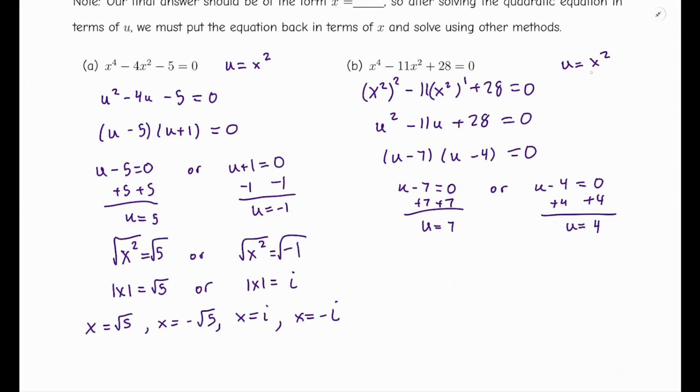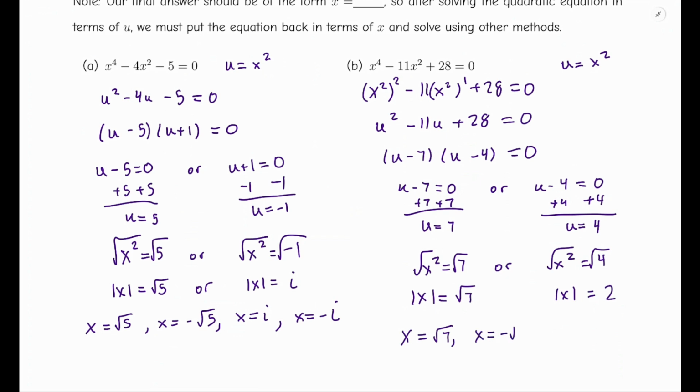Now we have to put our x variable back in, so this means x squared equals 7, or x squared equals 4. Take the square root of both sides. We get the absolute value of x is equal to the square root of 7, or the absolute value of x is equal to 2. So we get x equals the square root of 7, x equals the negative square root of 7, x equals 2, or x equals negative 2. Again, 4 solutions to this equation.